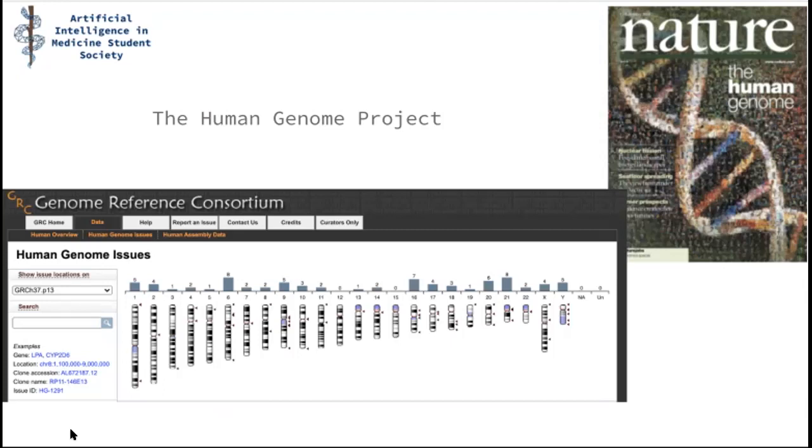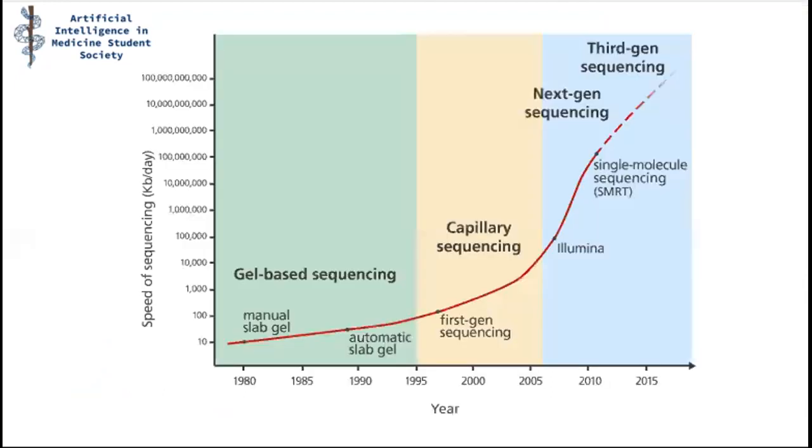And it's still being improved. There's a website called the Genome Reference Consortium, and they're trying to improve it. Apparently there are 78 unresolved gaps. So although it was formally announced as complete in 2003, there are a few little tweaks that still need to be done to it.